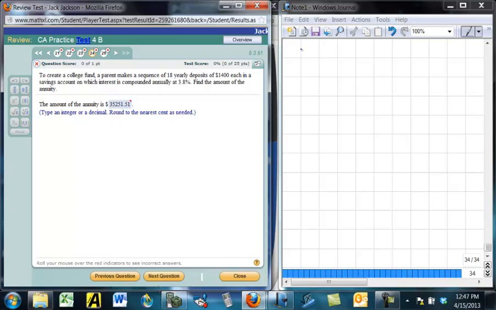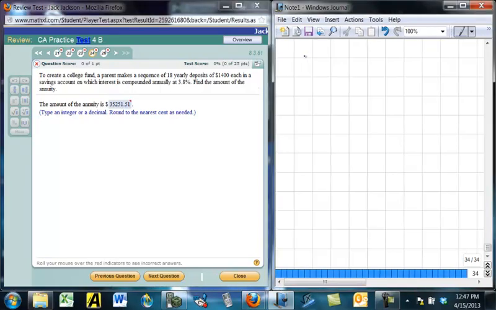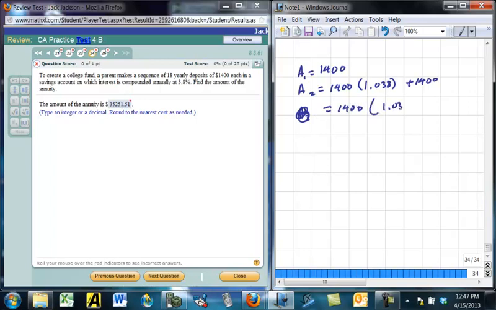Okay, well, let's do it out the longer way first. So they first make a $1,400 deposit. So that's after one deposit. After the second year, they've got that $1,400 and it's earning, compounded annually at 3.8%. So we're getting 1.038 will be the amount, plus another $1,400. Okay, let's clean that. Let's factor out the 1,400, and that's 1.038 plus 1.